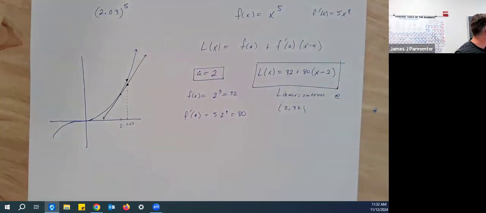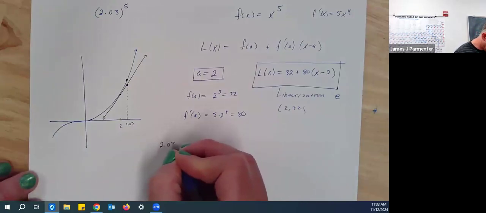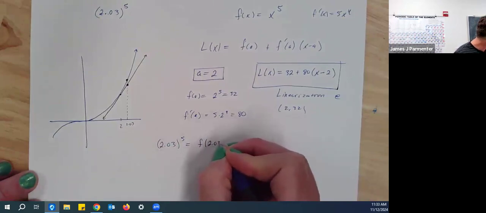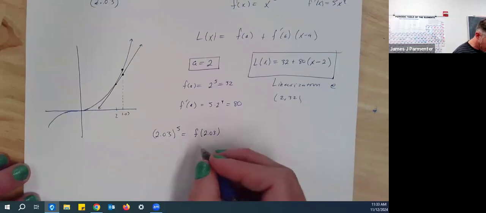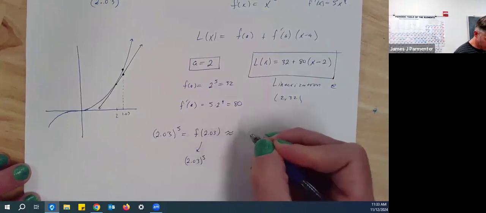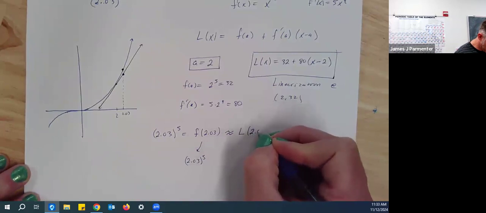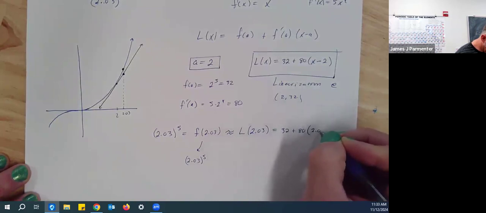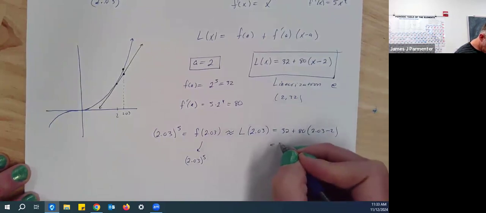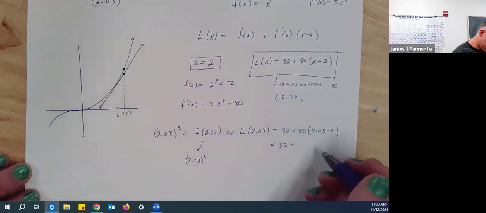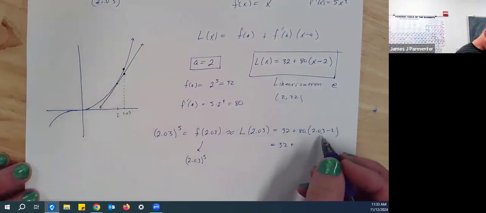And then we're going to use that linearization to estimate 2.03 to the fifth. I'll point out that 2.03 to the fifth is just our function f evaluated at 2.03. The whole idea here is we're not actually going to find that. I don't care what 2.03 to the fifth actually is. It's approximately equal to my linearization evaluated at 2.03, which is just going to be 32 plus 80 times 2.03 minus 2. That's going to be 32 plus, let's see, 0.03 times 80. 3 times 8 is 24, so that's going to be 2.4.